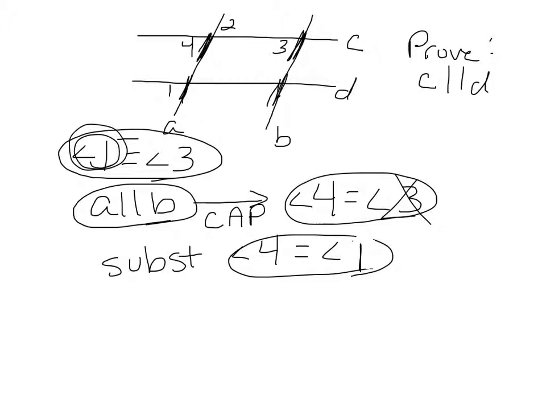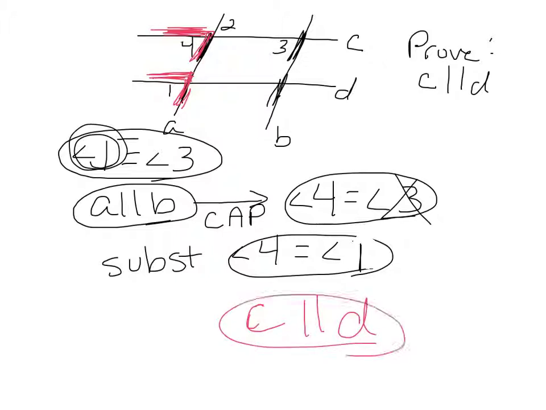Where are 4 and 1? 4 is here. 1 is here. So C, D. So C is parallel to D, because they are corresponding angles. So PLP says if they are corresponding angles, then the lines are parallel, and 4 and 1 are on C and D.